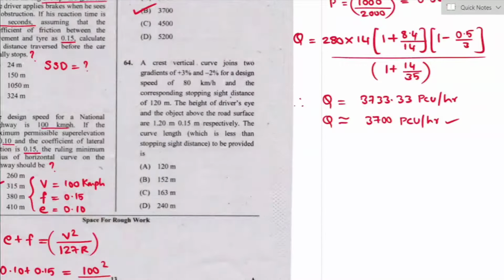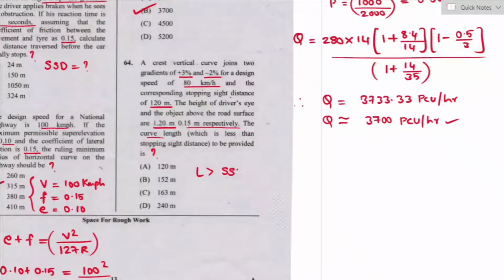Question number 64. A crest vertical curve joins two gradients of +3% and -2% for a design speed of 80 km per hour and the corresponding stopping sight distance of 120 meter. The height of the driver's eye and the object above the road surface is 1.2 meter and 0.15 meter respectively. The curve length, which is less than the stopping sight distance to be provided, is. So we have to determine the curve length, which is nothing but length of the vertical curve.